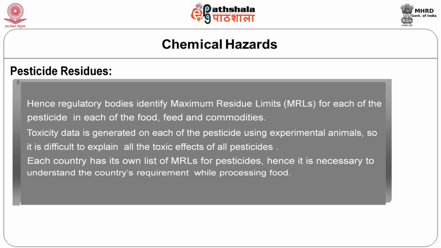Their presence in the food is inevitable, but the levels of residues present should not have any health effects on the consumers. Hence, regulatory bodies identify maximum residue limits for each pesticide in each food, feed and commodity. These are the upper legal levels of concentration for pesticide residues in food or feed, based on good agricultural practices and to ensure the lowest possible consumer exposure to these pesticide residues.